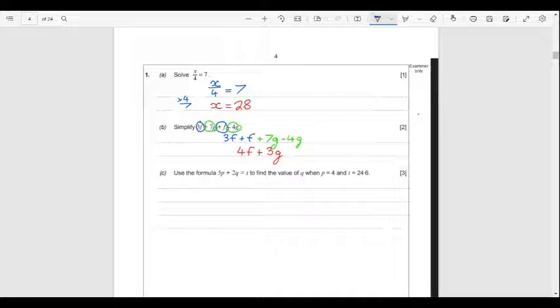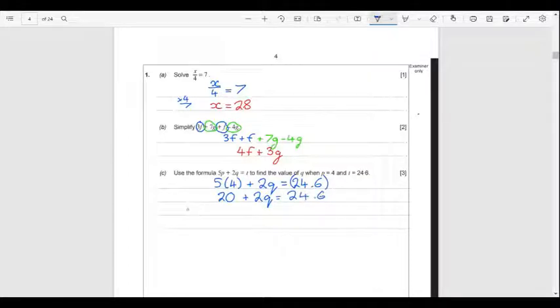Next one then. Use the formula 5p plus 2q equals t to find the value of q when p is 4 and t is 24.6. So we've got 5p, which is 4, plus 2q, we don't know what that is yet, and then that is equal to 24.6. That's what we're told in the question. So 5 times 4 is 20, plus 2q is equal to 24.6.